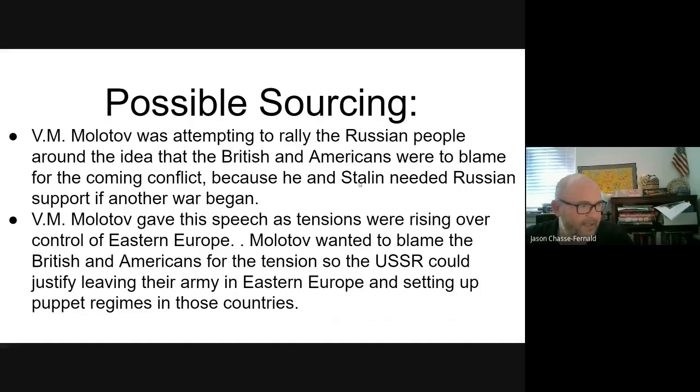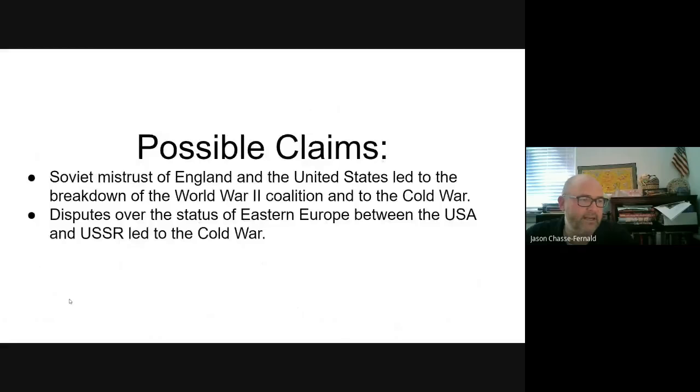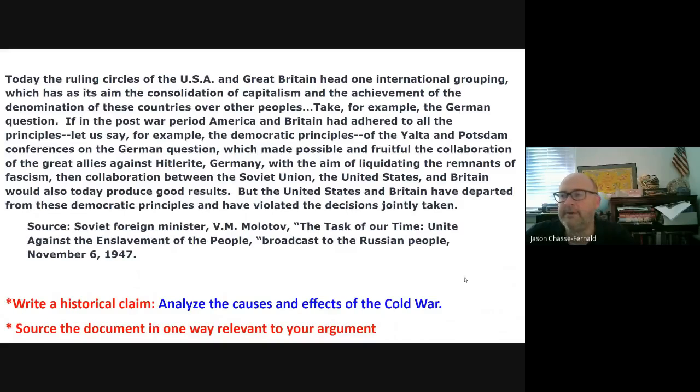So Molotov wanted to blame the British and the Americans for the tension as a way to justify the establishment of puppet regimes. And this is like a vocabulary concept. So remember, when you do your sourcing, you want to make sure you're bringing in something that is not here to help us better understand who wrote it, the situation going on when it was written, and why it was written, so you need to bring something extra to the document.